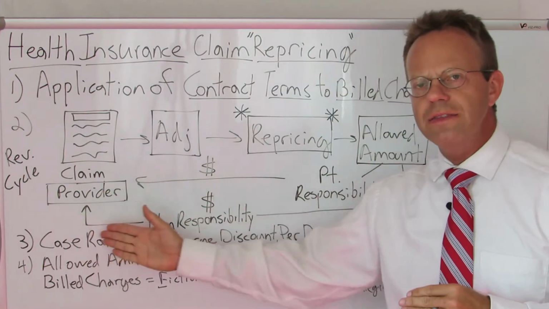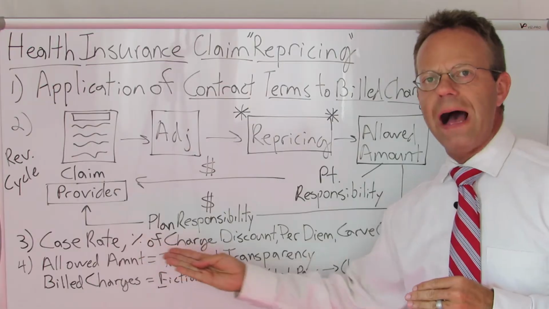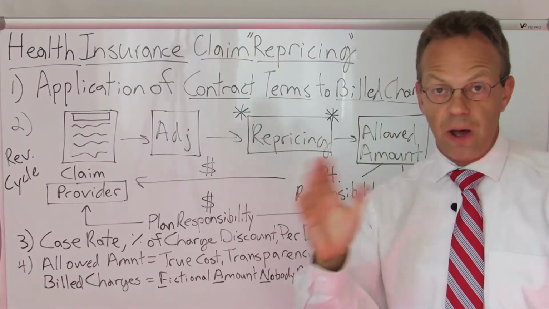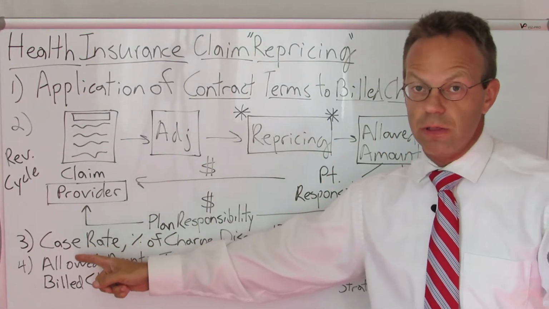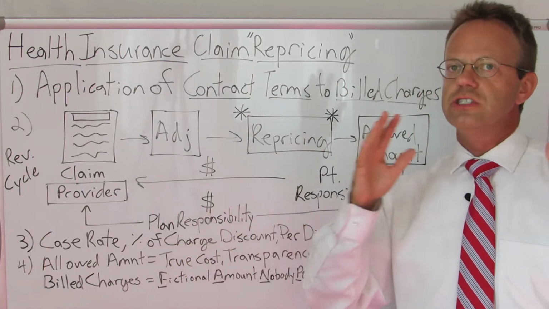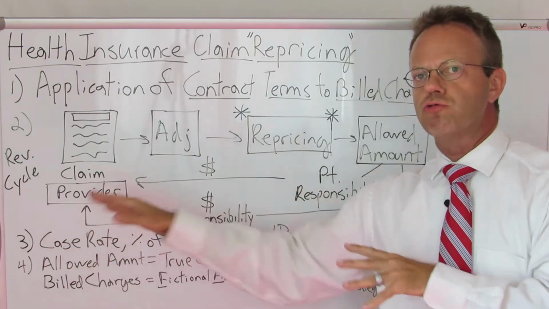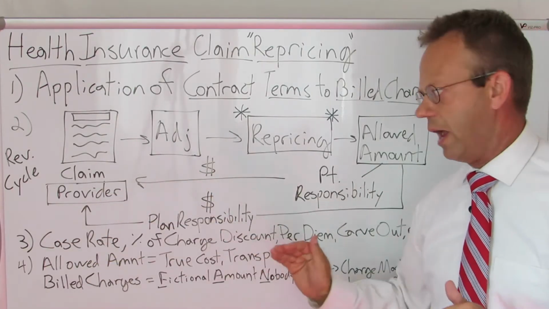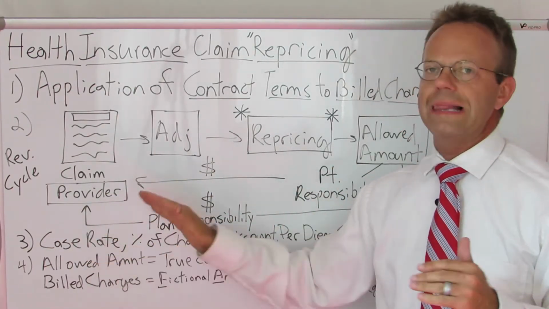So, you run the claims through all the variety of contract terms depending upon the different service. In other words, like the imaging might run through case rates, the outpatient surgeries might run through percent of charge. So, it's certain types of services are run through different parts of the contract. Okay, that gets you to the allowed amount.